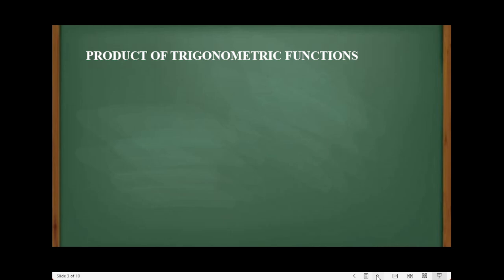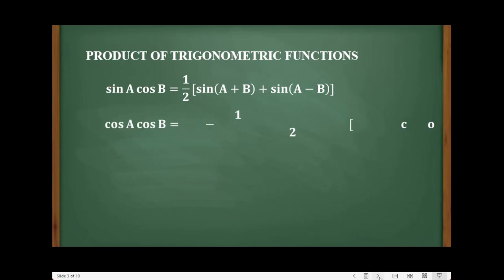Now let us have the following products of trigonometric functions. Sine A cosine B, or sine A times cosine B, is equal to 1/2 quantity sine of the sum of A and B plus sine of the difference between A and B. The second identity is cosine A times cosine B equals 1/2 of the quantity cosine A plus B plus cosine of A minus B.